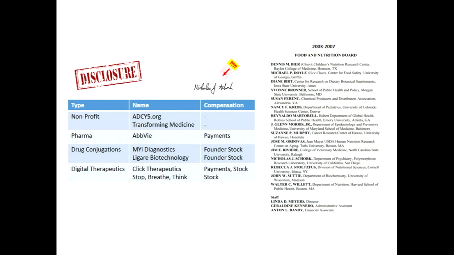A couple of disclosures. I do consult for some pharma, as well as being the founder of a few little companies. And then about 15 years ago, I was actually a member of the Food and Nutrition Board.